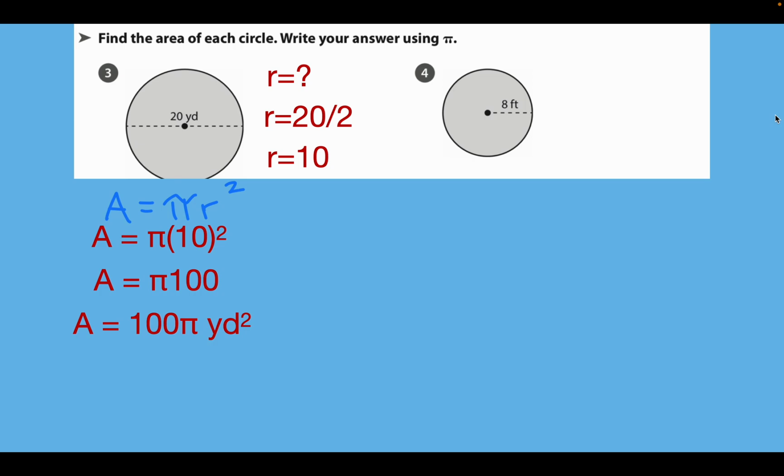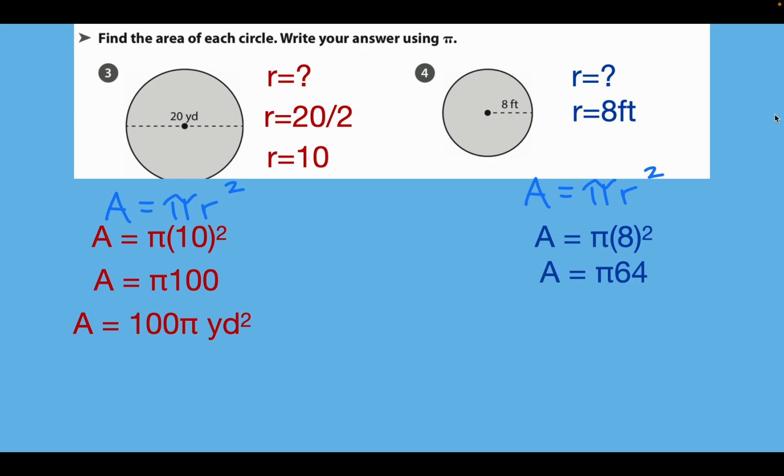All right, number 4, radius is what? It is 8. So we plug that into the formula. So area equals pi times 8 squared. Order of operations tells me I need to do what first? I'm going to square the 8.